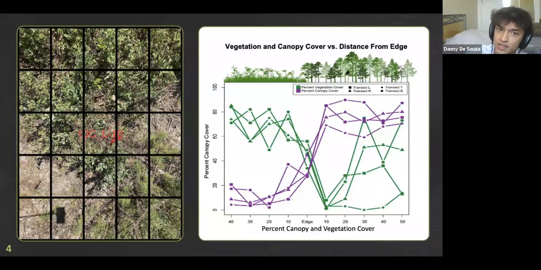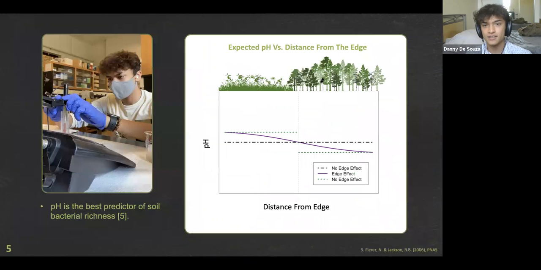And we counted up those segments to get the canopy cover. We can go to the next slide. So the main thing I looked at with the data we gathered was how edges affect soil pH. And this is because pH is the best predictor of soil bacterial richness.